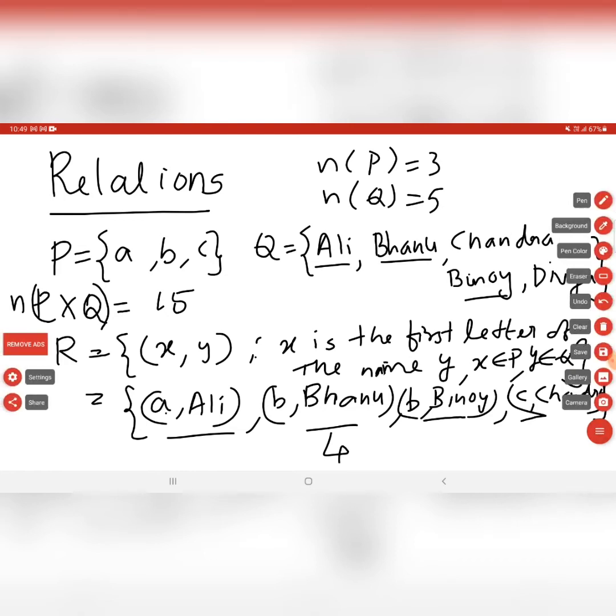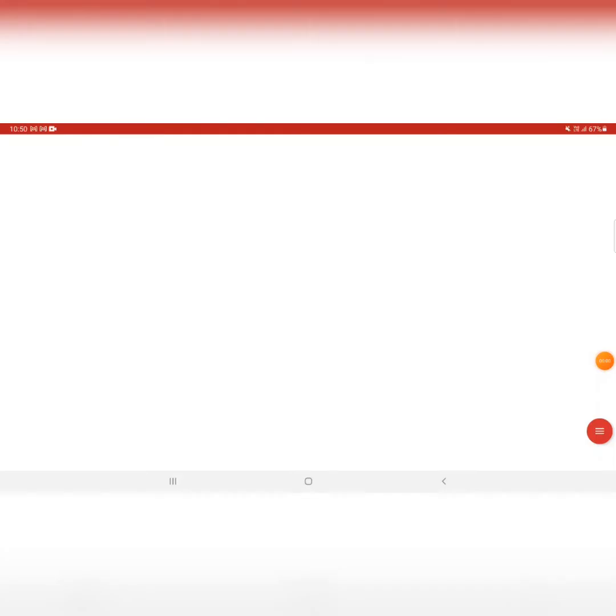So a relation is defined as a set that is a subset of the Cartesian product of two sets. That is, if A and B are two sets, R is a subset of A cross B. Now, there are two ways to represent a relation: one is roster form, another is set builder form. That we already discussed. Now the third one is a visual representation, that is the arrow diagram.